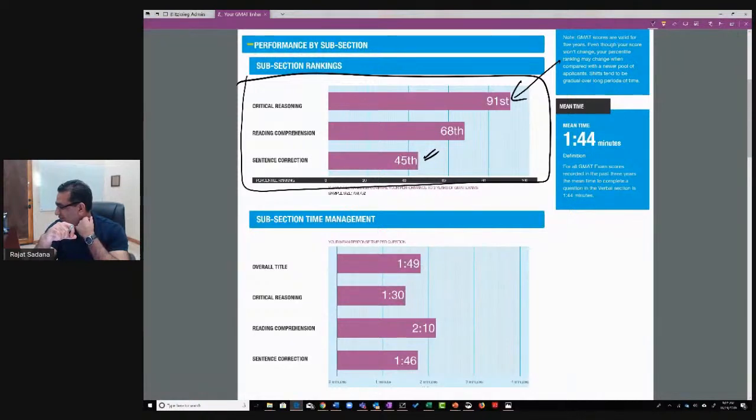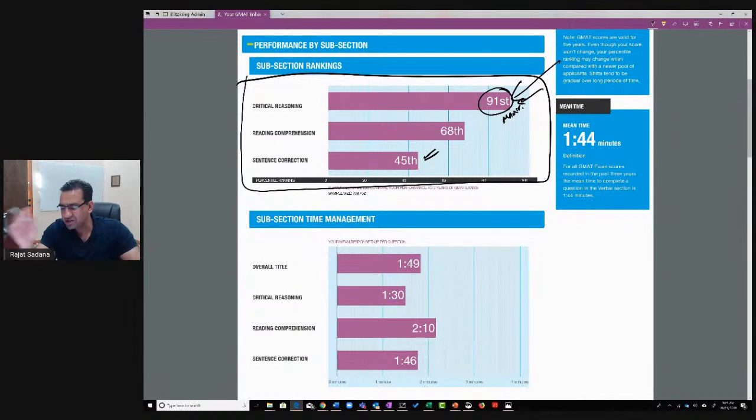What else do you infer? The second piece that you need, CR is really good. The guy probably has nailed CR. He doesn't need to study. He doesn't need to build any more concepts. All he needs to do is maintain this performance.